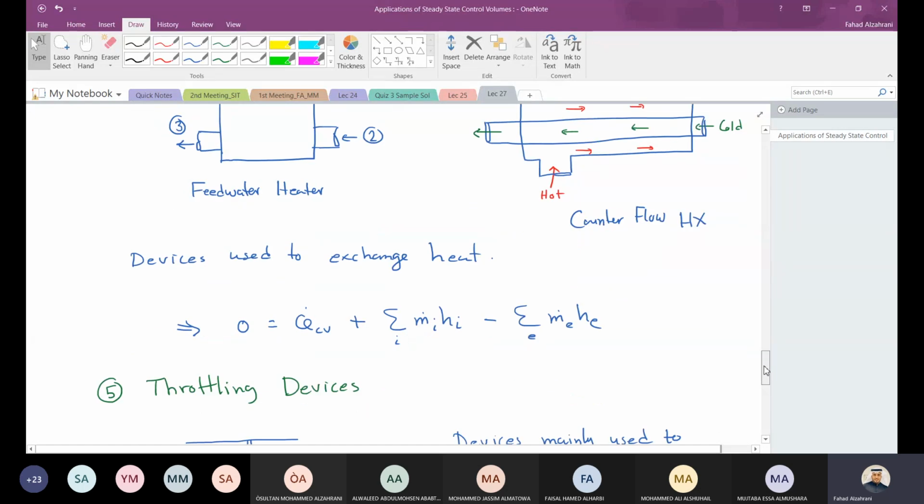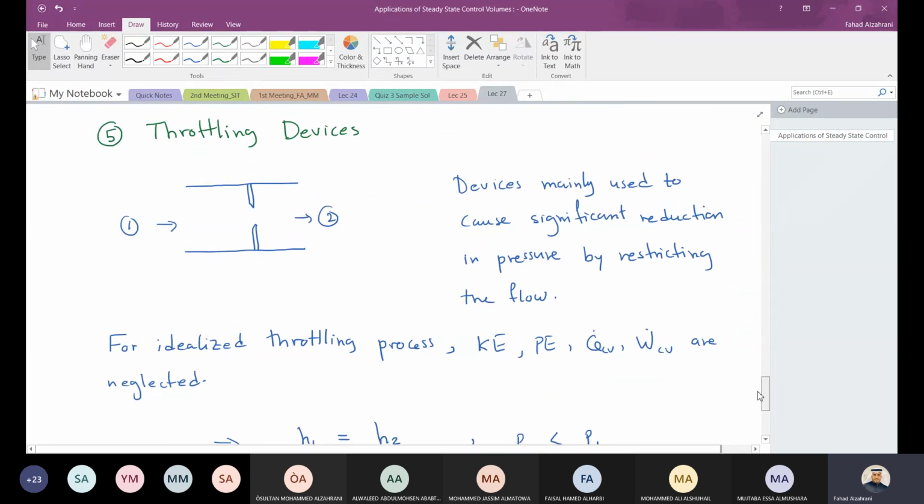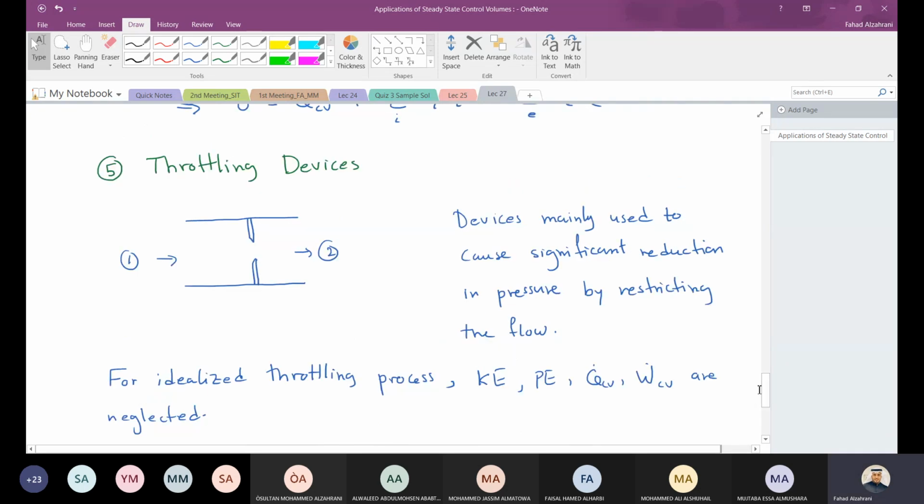Okay. The last device, guys, we have here is the throttling device. The objective of this throttling device is to cause significant reduction in pressure by restricting the flow. You can see that the physics here is similar to the nozzle, for example. I am basically reducing the surface area here, but the objective of this device is different.